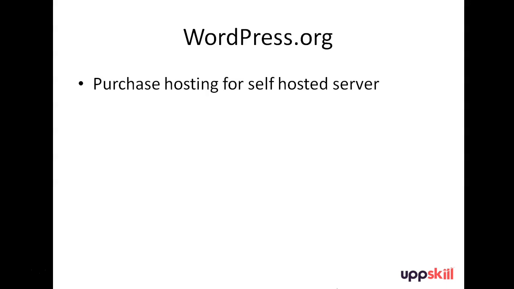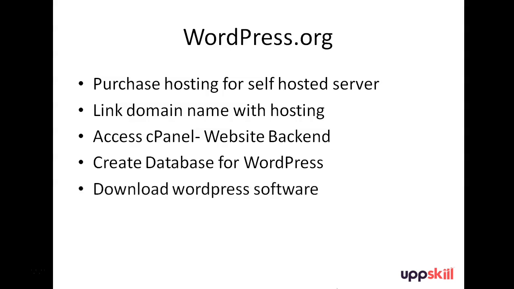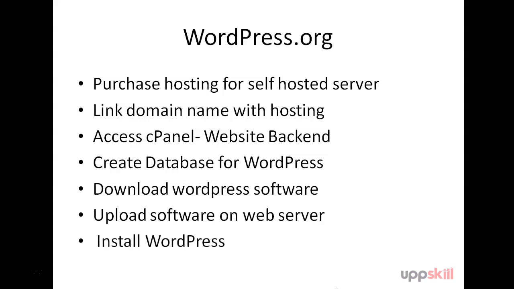on WordPress.org. For setting up a website using WordPress.org, you need to purchase hosting for a self-hosted server, link the domain name with the hosting, access cPanel of the website, that is the website backend, create a database for WordPress, download WordPress software, upload software on web server, install WordPress.